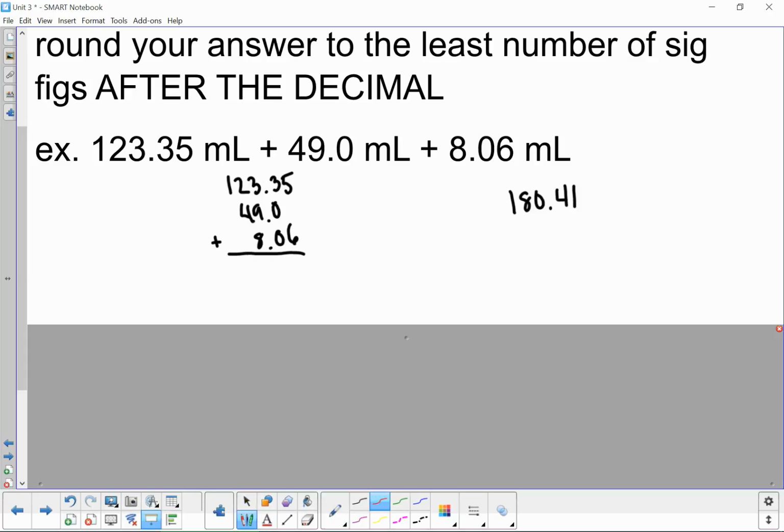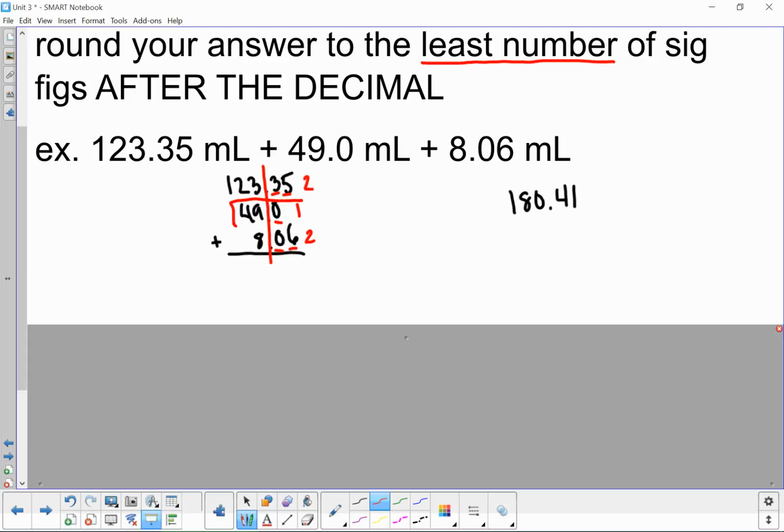So if I just draw a line like this, now I'm only going to look at what's directly after that decimal. So in my first number, the 3 and the 5 both count as significant. So I have 2 sig figs after the decimal there. In the next number, I just have that 0, and because it's a 0 after the decimal, it counts as significant, so there's 1 there. And in the last number, the 0 and the 6 are both significant, so I have 2 sig figs after the decimal there. So I want to take the least number of all of those options.